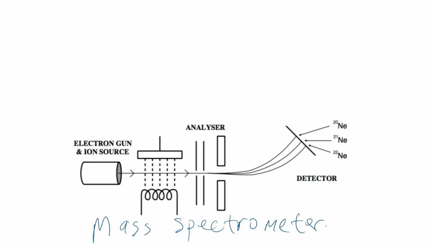The first part of the mass spectrometer is called the sample chamber. This is where the samples are placed, and this is where ionization takes place. It occurs when fast-moving electrons are used to bombard the sample. That causes electrons to be ripped off the sample, and the sample becomes positively charged. This is called ionization.